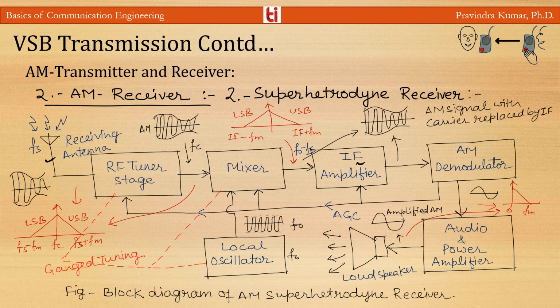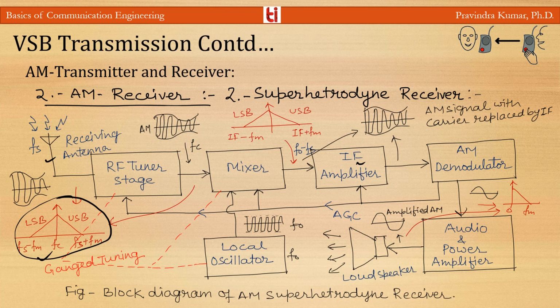It also reduces the effect of noise. At the output of the RF amplifier, we get the desired signal at frequency fs. So here you can see this is the frequency spectrum of the received AM signal, and after the RF stage we will get our signal back.